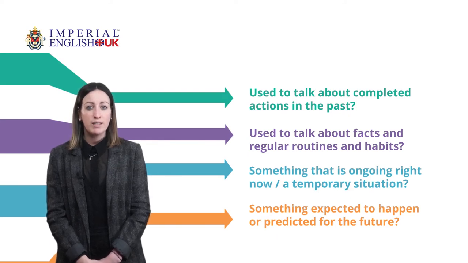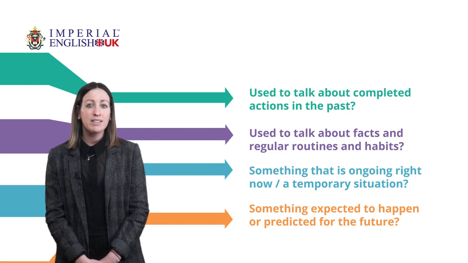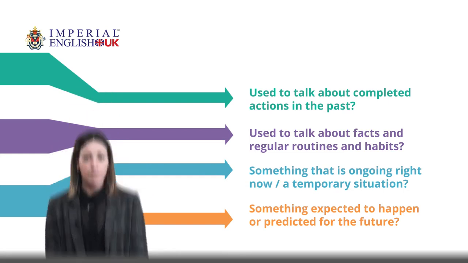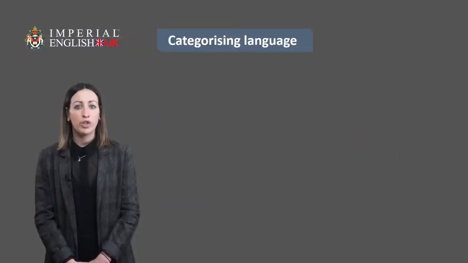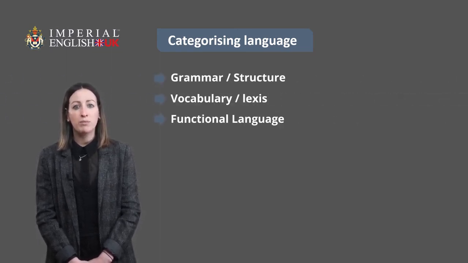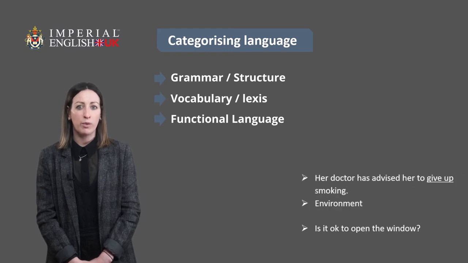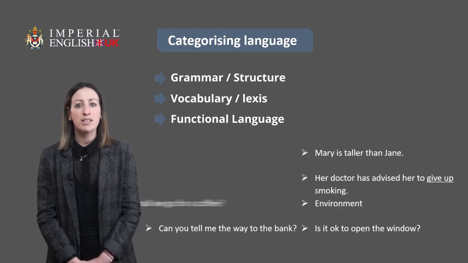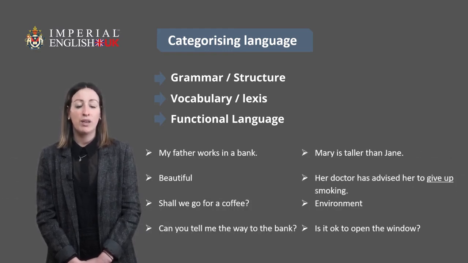The first sentence is the past simple. The second, the present simple. The third sentence is present continuous. And the last is future simple. Categorizing language according to grammar, vocabulary, or functional language may help students think about the form of the language, as they have to be able to understand what it is and how it can be used.